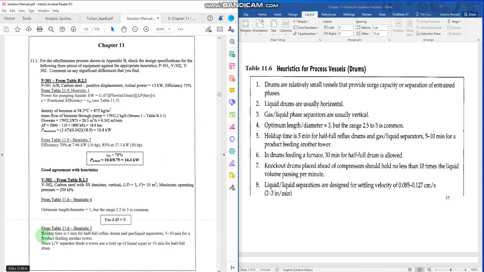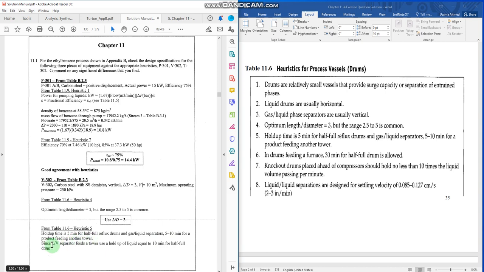Now let us see some more heuristics in this regard for this vessel. From table 11.6, heuristic number 5, hold up time is 5 minutes for half full reflux drums and gas liquid separators, 5 to 10 minutes for the product feeding another tower. Now in this example, we have to consider the condition number 2, because the vessel is giving the feed to the next distillation column. So we will use the second heuristic here.